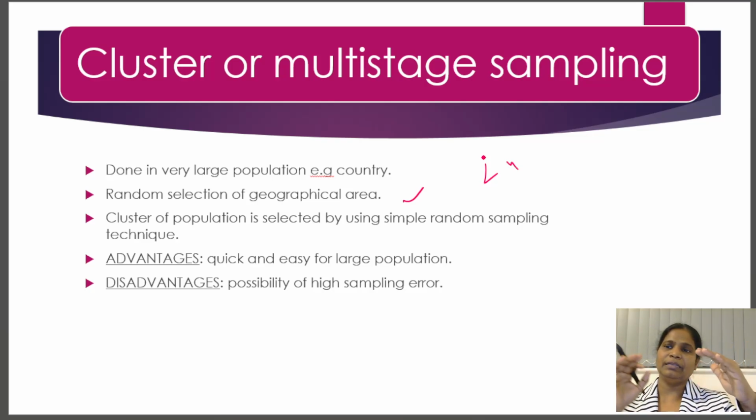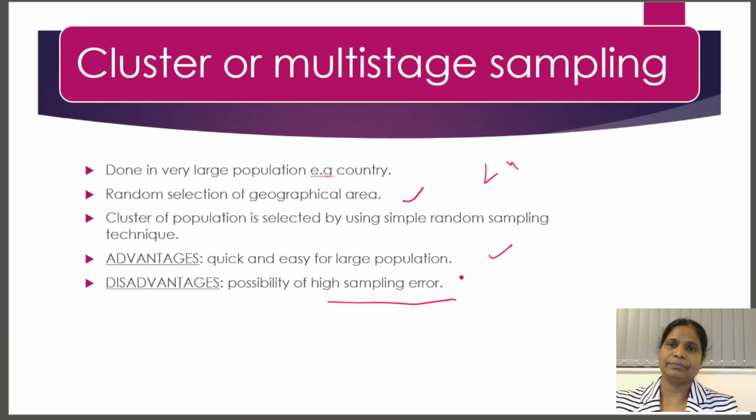From the country, select the state, then from each state select the district. While you're selecting the district, you can use random sampling methods. Then from the district, select the exact location where you want to conduct the study. So it includes multi-stage sampling. Advantages: quick and easy for a larger population. Disadvantage: possibility of high sampling errors.